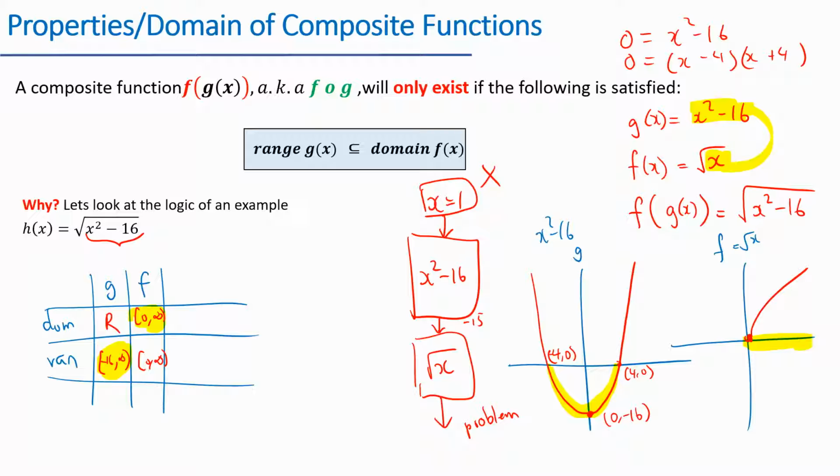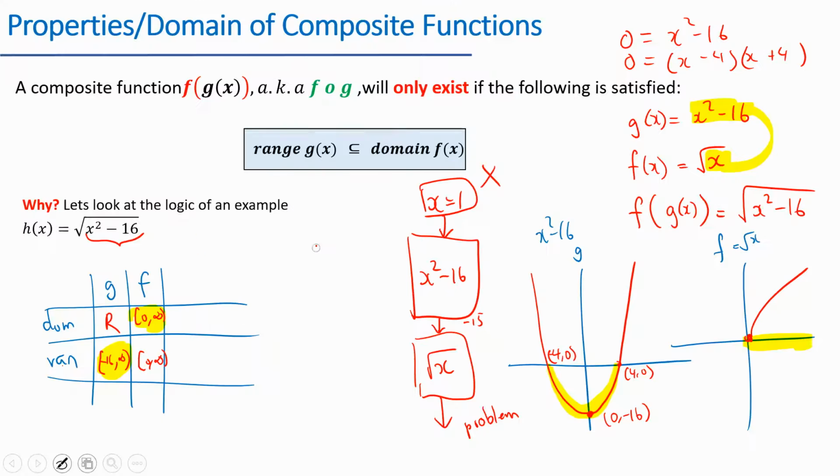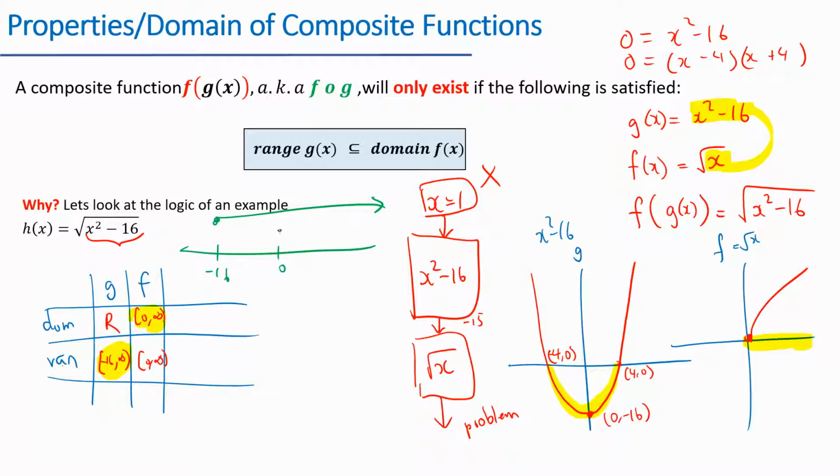But we don't want to trial and error. See, now I can look at these two graphs. I can tell you exactly what will work and what isn't. So now I know the problem. See, if I draw a number line just to illustrate what the issue is, I'm going to draw it in green. The range of g, let's say negative 16 is here, it's from here all the way to infinity. Whereas the domain says I will take from 0 to infinity. That's why that's a problem.